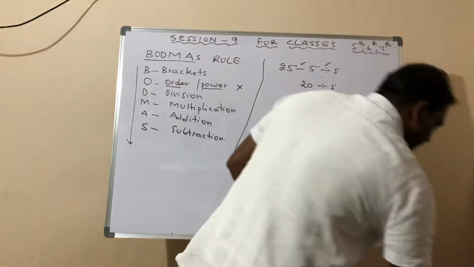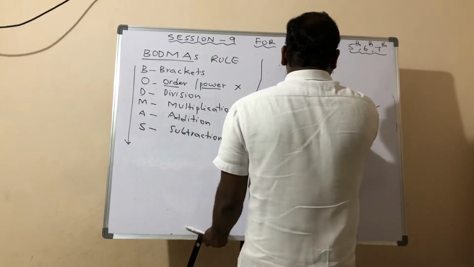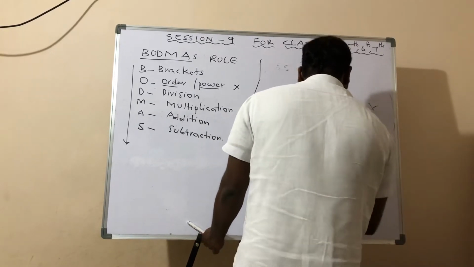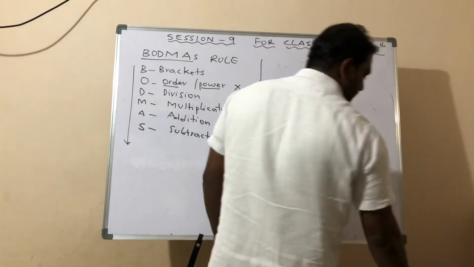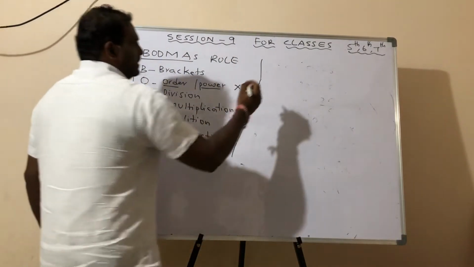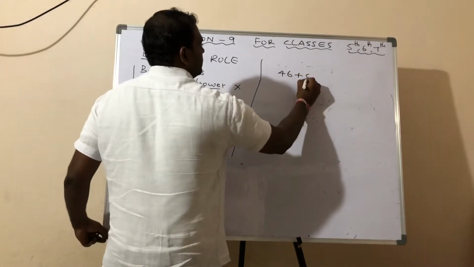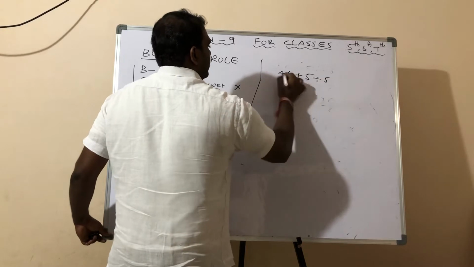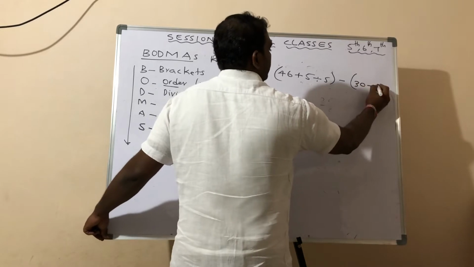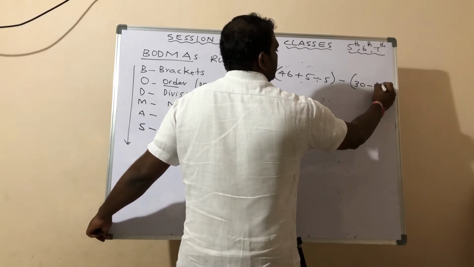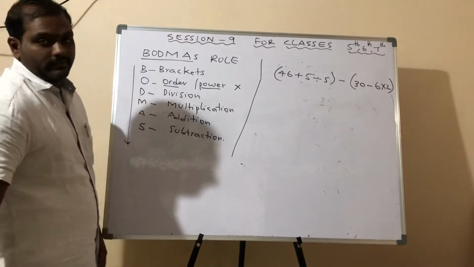Okay. Now this is a simple example I have given. Now I will go for one more example, a practical example, which is a combination of these. Let us check. The question is: 46 plus 5 divided by 5, in brackets, minus 30 minus 6 into 2. If suppose this question is given.